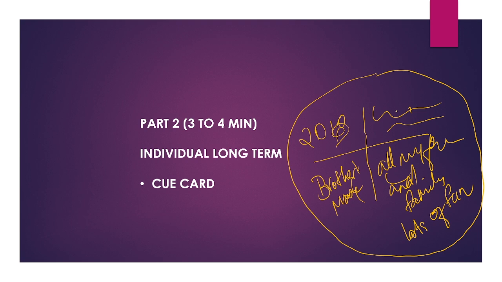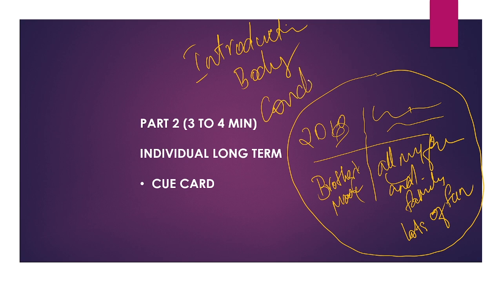So the best way to execute this session is by having an introduction to whatever topic you're speaking on, and then you need to have a body to your speech, and also a small conclusion if you can. So that is one of the best ways you can deliver part 2, which is also known as individual long term. Okay, so that is how you can execute part 2.